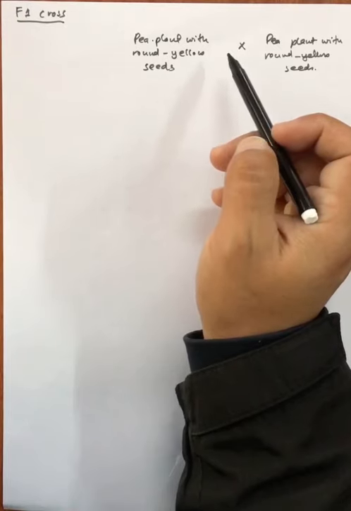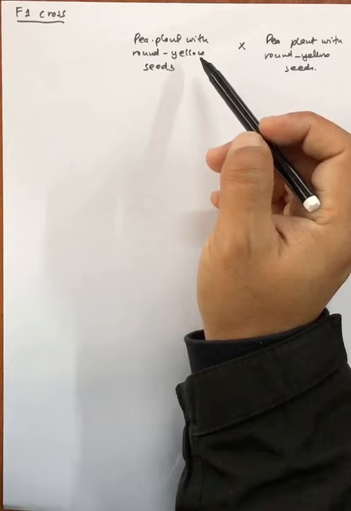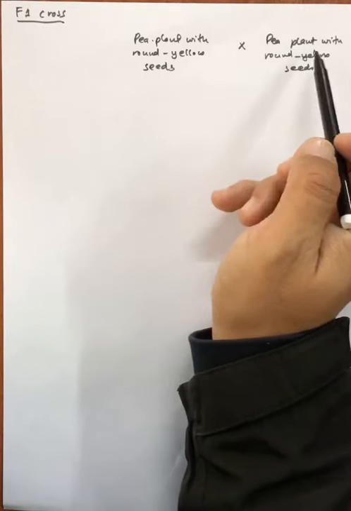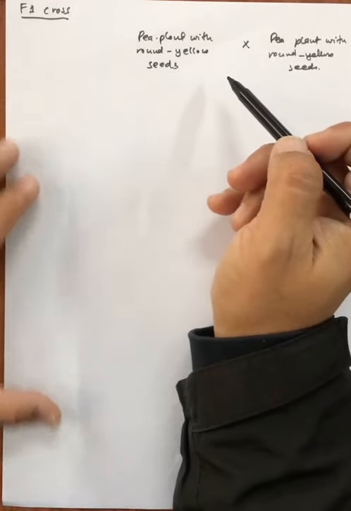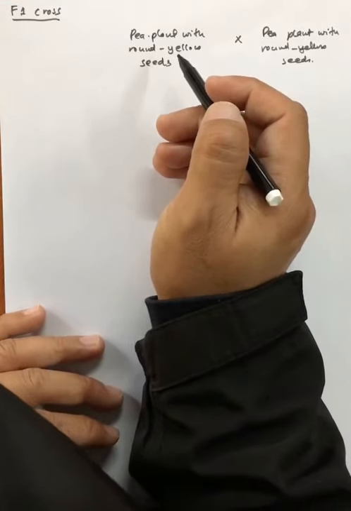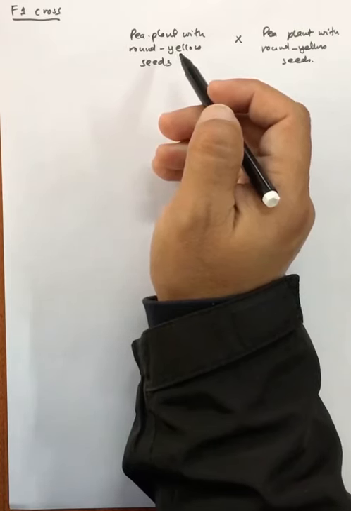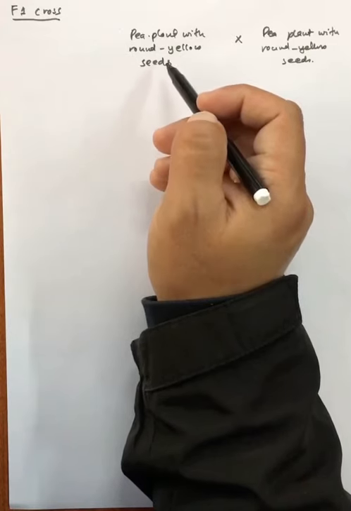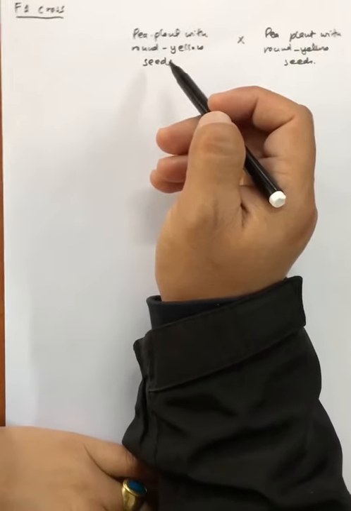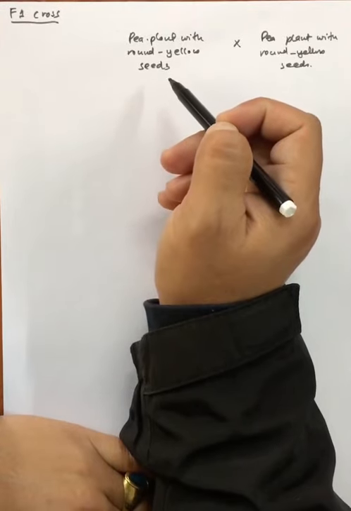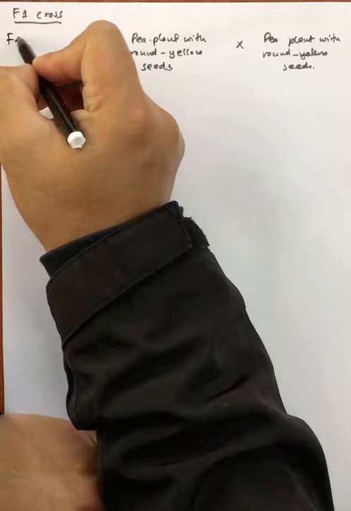F1 generation round and yellow seeds, pea plant, interpret. The pea plant with round and yellow seeds in the F1 generation, and the parents' pea plant with round and yellow seed, are pure breeding. But this one's genotype, the parental ones believe, round and yellow seed pea plant. F1 generation pea plant round yellow seed, pure bred? Genotype, phenotype, F1 generation.